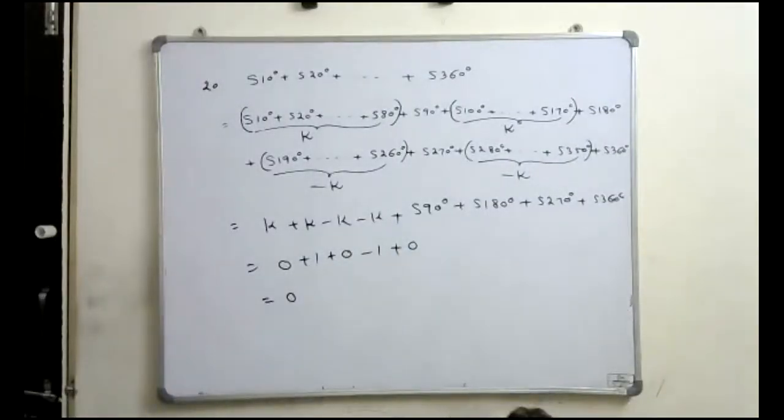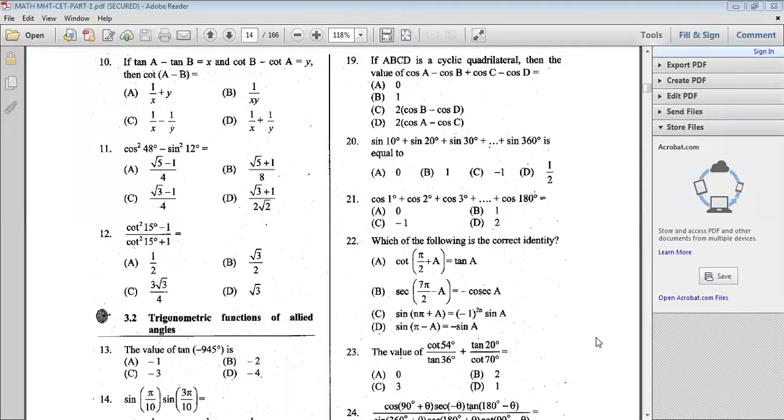Let's look at the next problem. Look at the 21st problem, which is also the same way. That is cos 1° plus cos 2° plus cos 3° plus and so on plus cos 180°. Try to find the value of this.